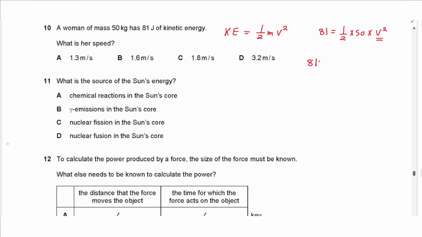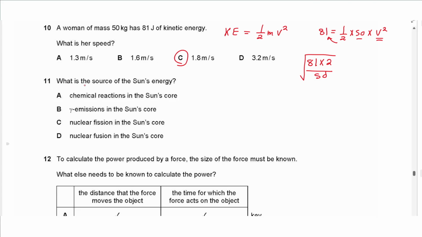So we multiply 81 by 2, then we divide by 50. So we move this by multiplication, then we move the 50 by division, then we get the root of this, since what we calculated was the speed squared, not the speed itself. This gives an answer of 1.8 meters per second, so the answer is C.